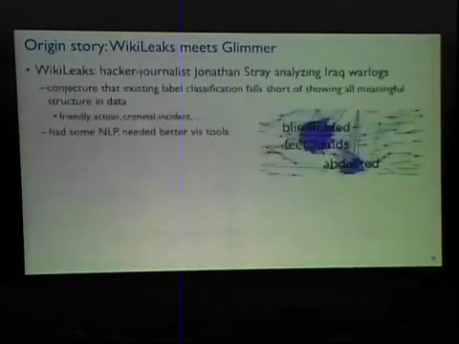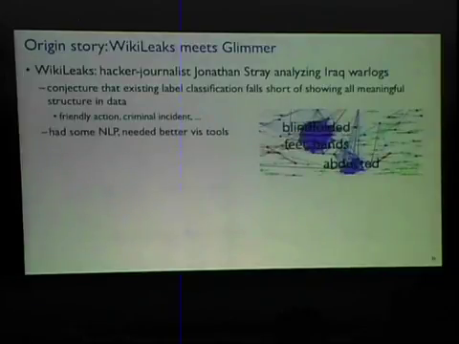So for a movie metaphor, here's the origin story. This is WikiLeaks meets Glimmer. So let me say what I mean by that. Jonathan Stray is a hacker journalist I met at another hacker conference about 4 years ago, and he was analyzing the Iraq war logs. And he had this conjecture that in this data set there was a classification that was actually intrinsic, where they labeled everything by a small set of labels, things like friendly action versus criminal incident. And his conjecture was that there was more structure than just this very high-level categorization in the document data set, and he wanted to try to discover it to actually report on it.